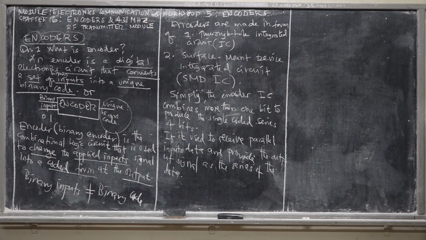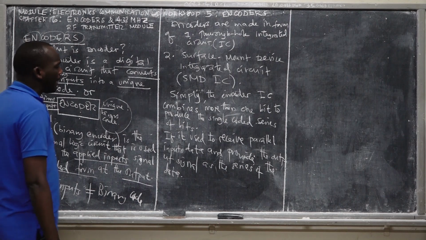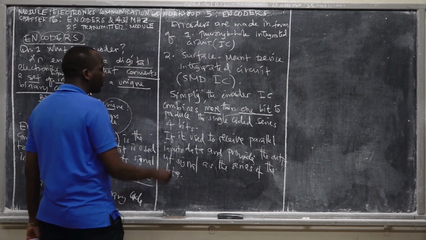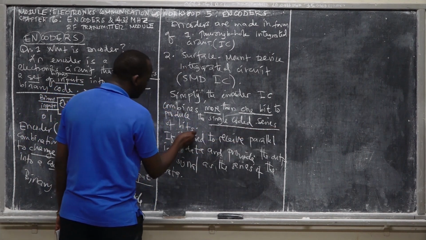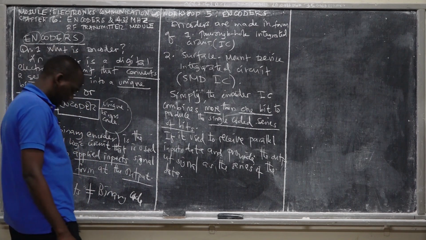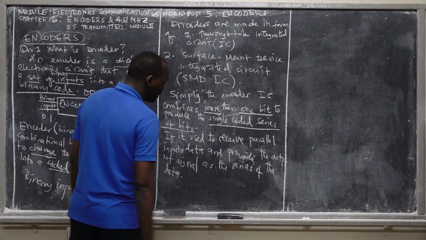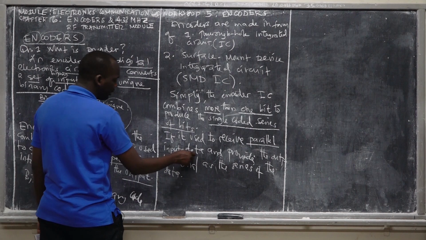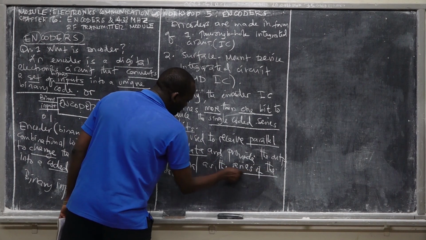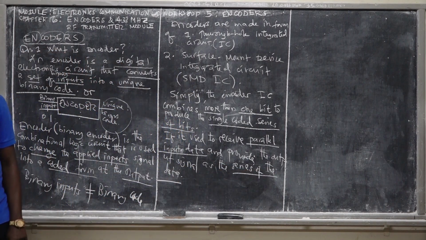So again, we have 2 points to note. The first one, we say that the encoder integrated circuits combine more than one bit to produce the single coded series of bits. For that case, these encoders receive the parallel input data, and provide the output signal as a series of data. That is good.